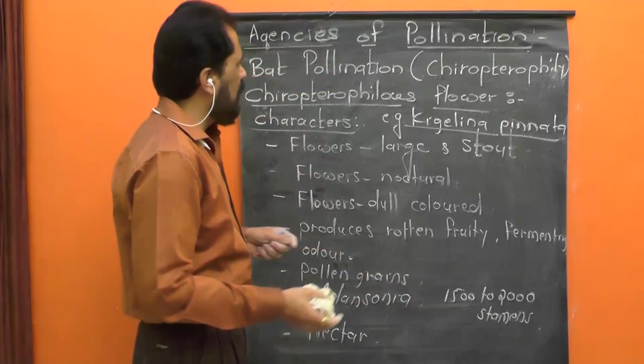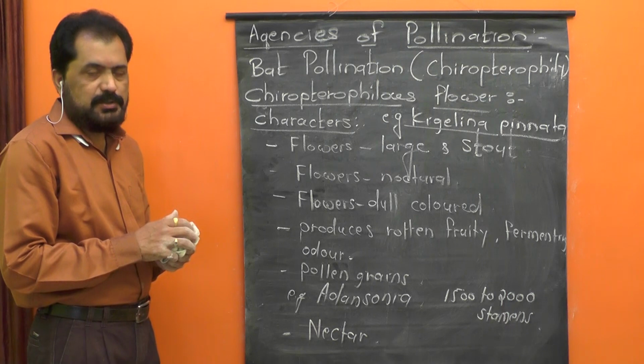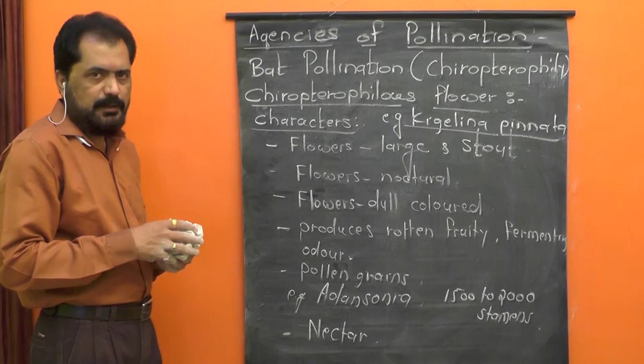Okay. So here we have covered the study of biotic agents. Now abiotic agents, what does that mean? Non-living agents. You know there are two non-living agents such as water and wind, about which we shall study in our tomorrow's lecture. So let us stop here.